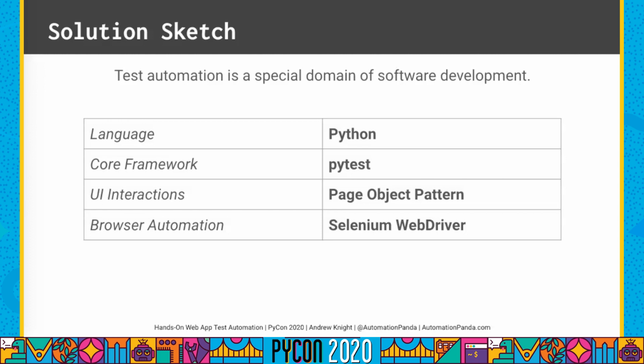In our solution, we will use Python as the language for implementation. We will use pytest as our core test framework, the thing that will line up all of our test cases and knock them down like dominoes. For our UI interactions, we'll use a design pattern called the page object pattern to model everything, those clicks, getting the text, all the stuff that you would do to and from a browser. And finally, for the low-level browser automation itself, we will use a package called Selenium WebDriver.